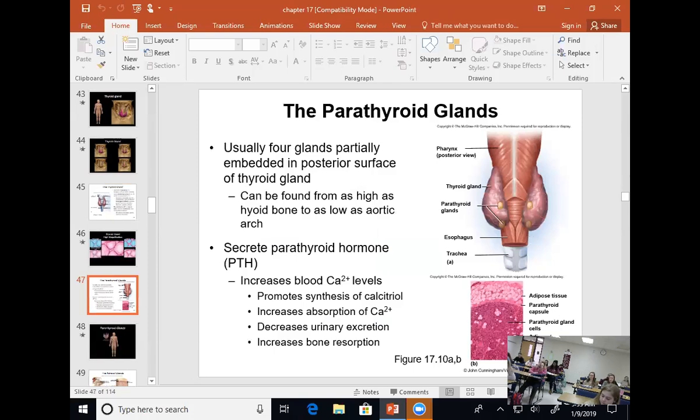If someone has a thyroidectomy, what would that mean, a thyroidectomy? If they have a thyroidectomy and by accident the parathyroid glands get removed too, they'll be dead in a very short order. Blood calcium levels won't be able to be maintained. They will go into hypocalcemia. What does hypocalcemia mean? Low calcium in the bloodstream.